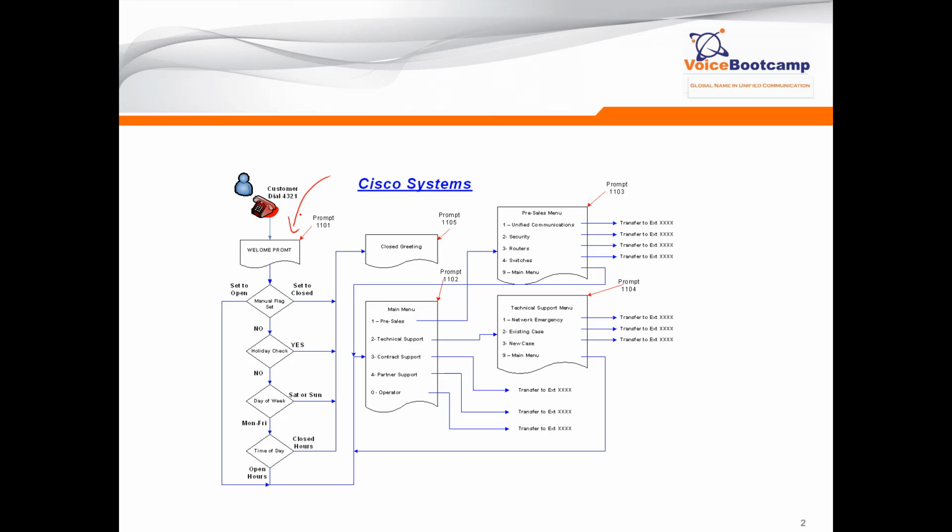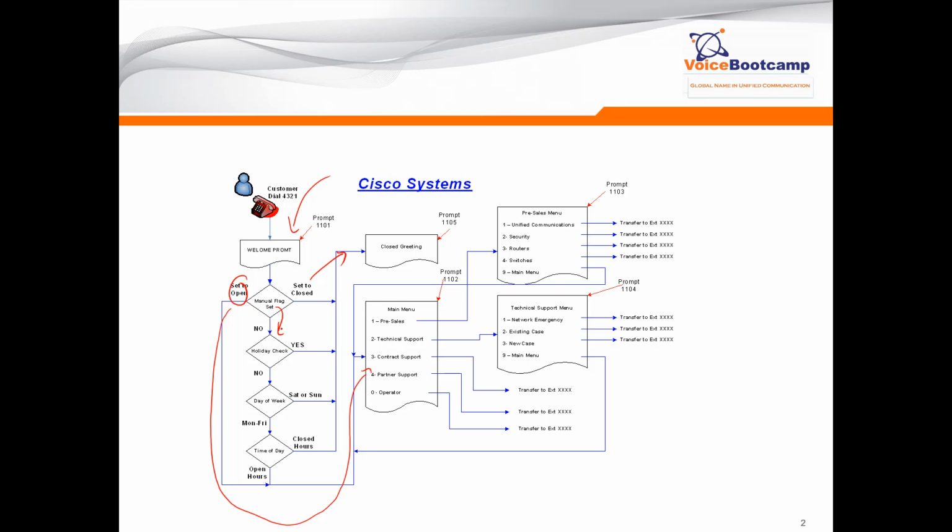And after the welcome prompt, we're going to verify whether the office is currently set to manually open, manually close, or automatic determination. If it is manually set to close, then we want to send the calls to a close greeting. But if it is set to open, for example, then we want to send the calls to the main menu. However, if neither is set manually, that means you want the system to automatically determine if it is closed or not, then we want to set a value called automatic.